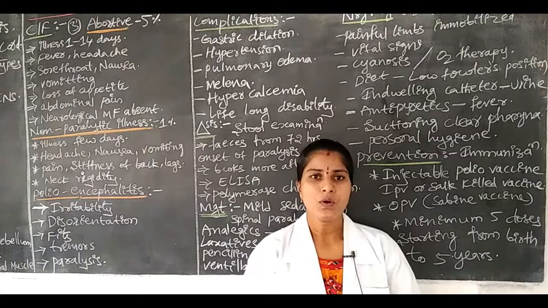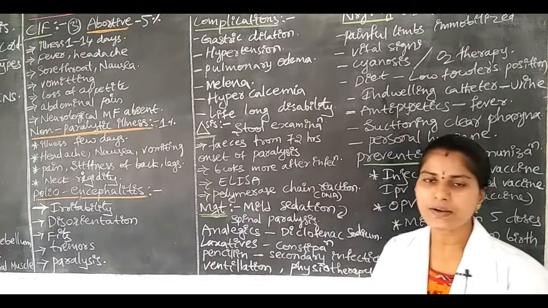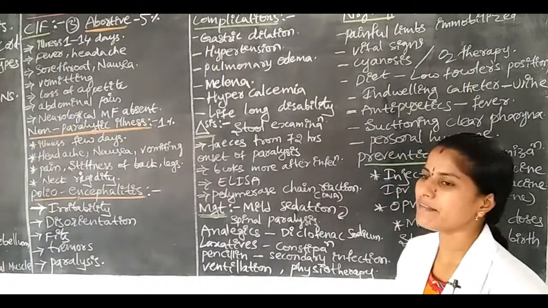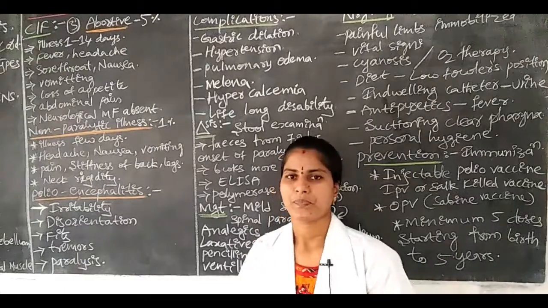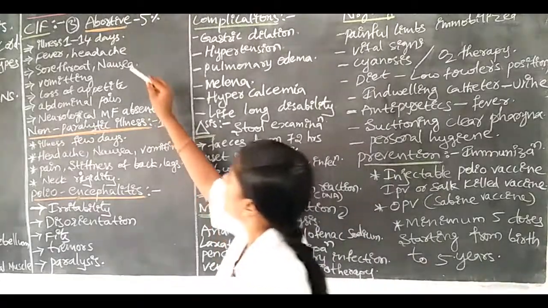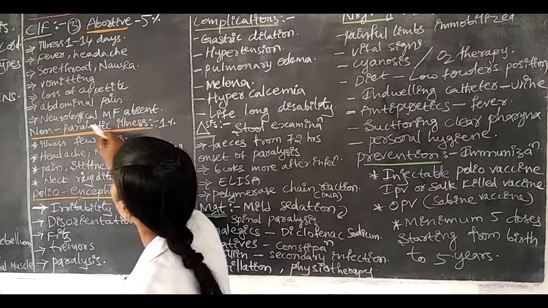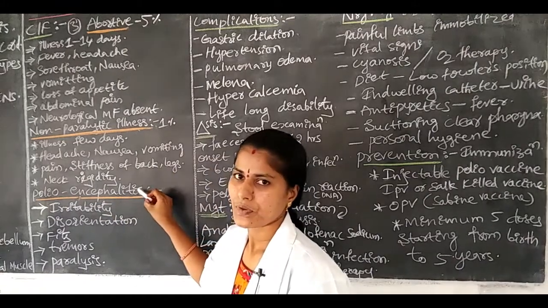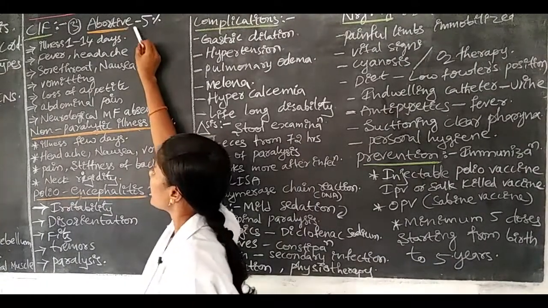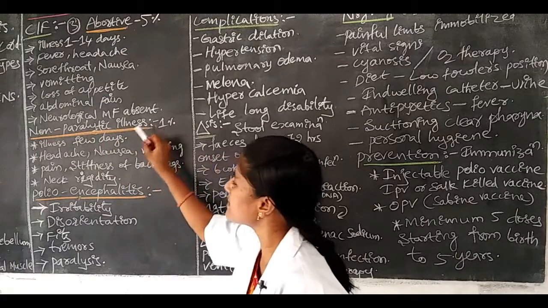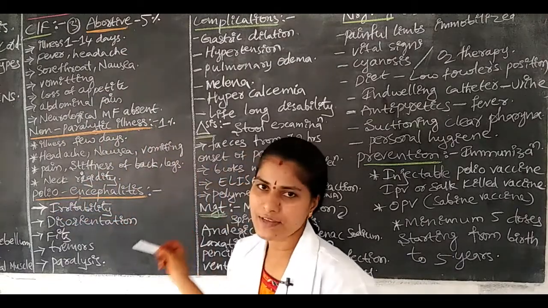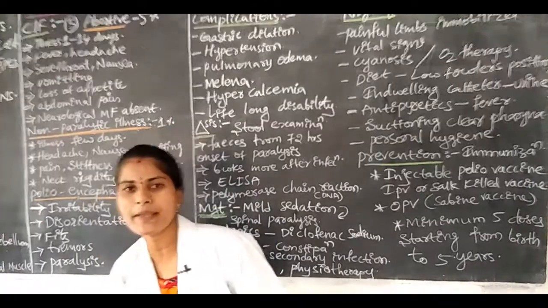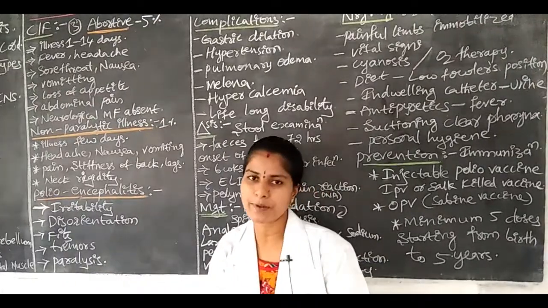In this video we will discuss the clinical features of poliomyelitis. The clinical features are divided into 3 steps: the first is the abortive phase, the second is the non-paralytic illness, and the third is polioencephalitis. The first one, the abortive phase, occurs in 5% of people.